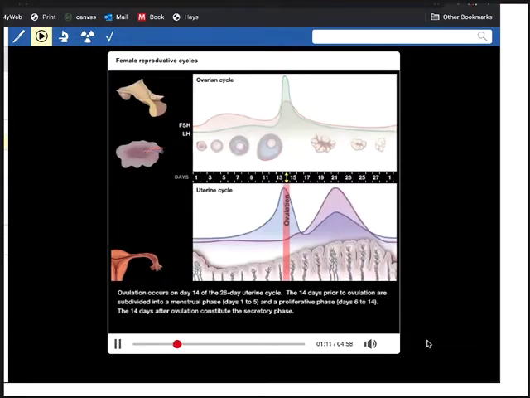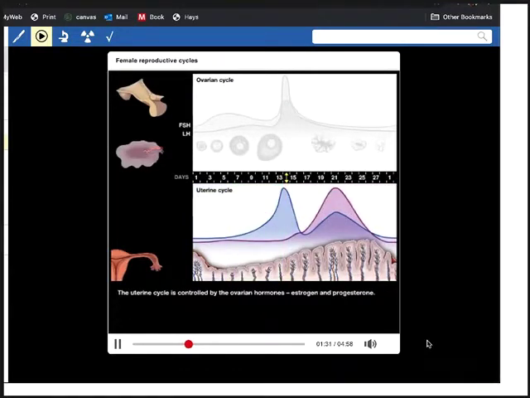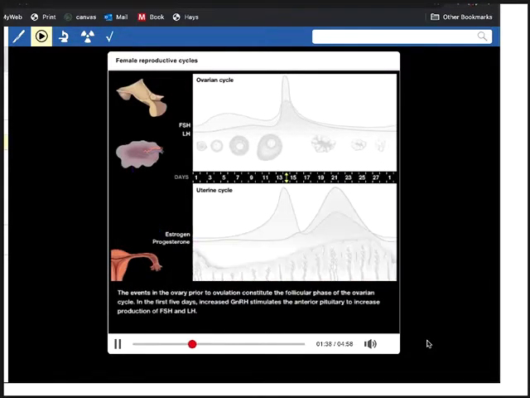Ovulation occurs on day 14 of the 28-day uterine cycle. The 14 days prior to ovulation are subdivided into a menstrual phase, days 1 to 5, and a proliferative phase, days 6 to 14. The 14 days after ovulation constitute the secretory phase. The uterine cycle is controlled by the ovarian hormones, estrogen and progesterone. The events in the ovary prior to ovulation constitute the follicular phase of the ovarian cycle.